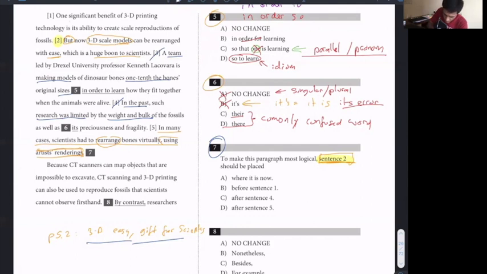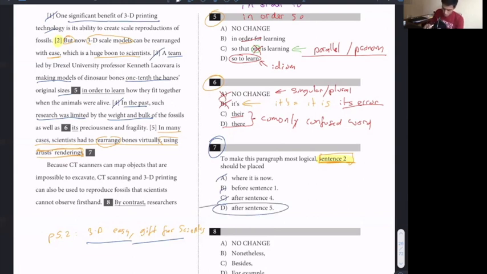And here we have a significant benefit of 3D printing tech. After this sentence would make sense if these two words were not there. If but now was not there, then this sentence would somewhat be related because we're talking about 3D printing and 3D models, why they're beneficial. But because these two words are here, therefore we cannot put this after 1 either. So this is crossed out. So these are all crossed out because it doesn't work with the sentence. So the answer is number 5.